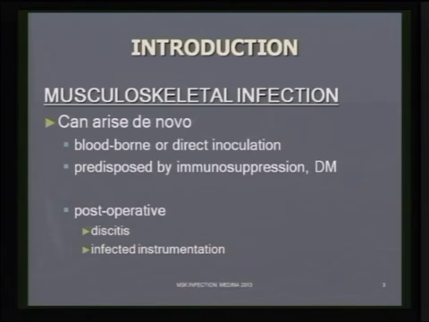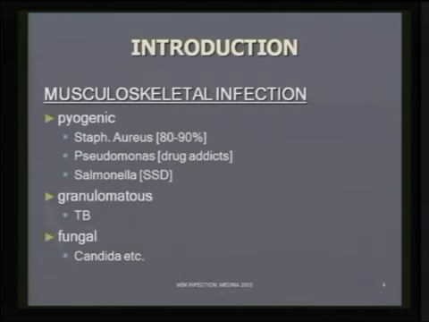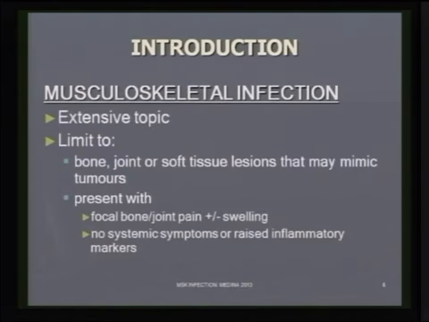It can arise de novo, or be bloodborne, or from direct inoculation, or predisposed by immunosuppression or diabetes, or it can be post-operative in terms of spinal infections or infected instrumentation. And in terms of the different organisms, it can be pyogenic, usually Staph aureus, occasionally Pseudomonas in drug addicts, and maybe Salmonella in patients with sickle cell disease. Granulomatous infection with TB particularly, and then fungal infection maybe with Candida. So it's a very extensive topic and impossible to cover all of those things in 20 to 25 minutes.